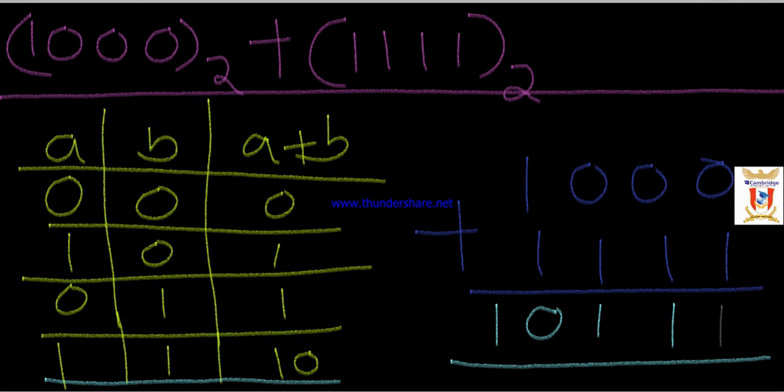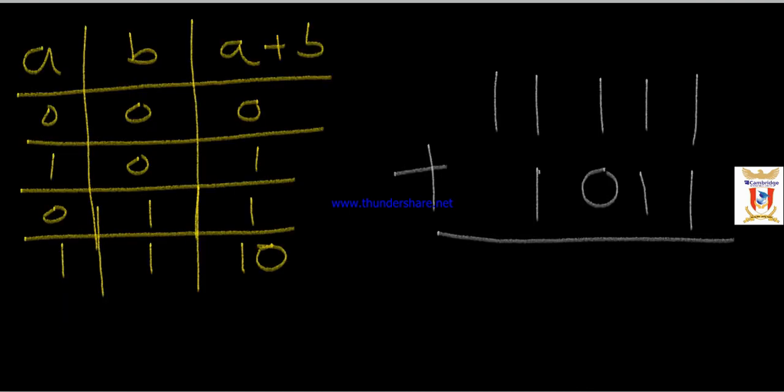Let's take one more example. In the next example, in the first binary number we have 5 digits and in the second we have 4. So just as in mathematics, we can carry forward here. Now see, 1 plus 1 is 10. I write 0 here and carry forward 1 here.